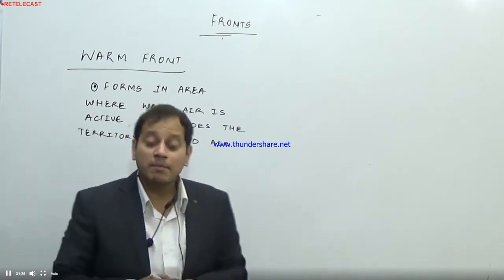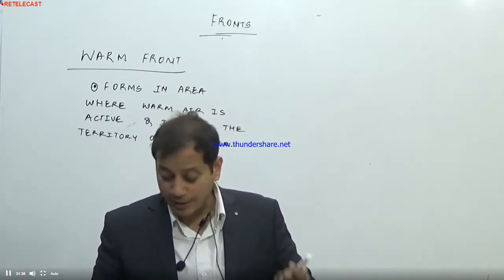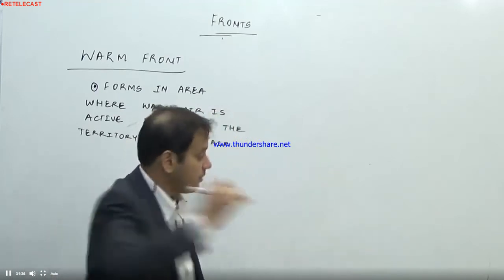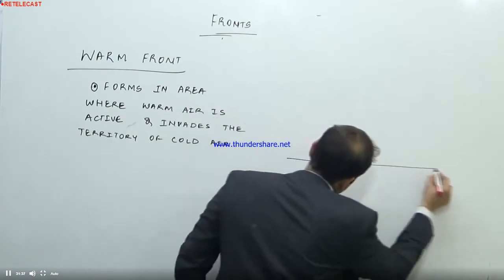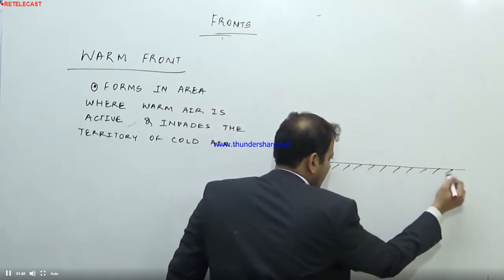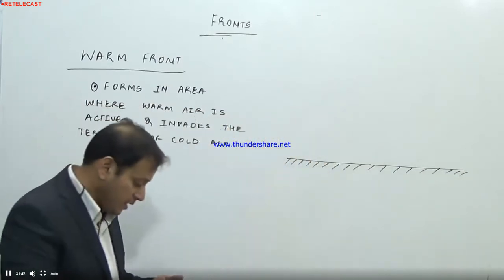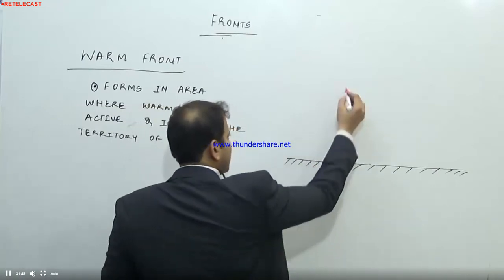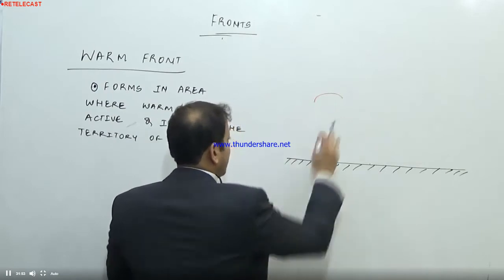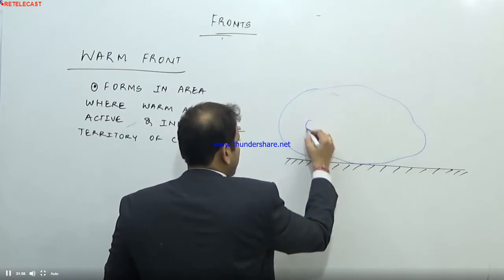Now let's see what happens when the warm air is active and it is invading the area of a cold air. I will take two different colors here to justify my point. If this is a ground surface, in geography, if you are drawing diagrams, you should draw a ground surface like this. If this is an area where there is a presence of cold air, I'll show it in blue color. This is an area where there is a presence of cold air.